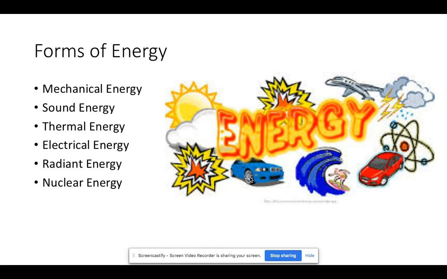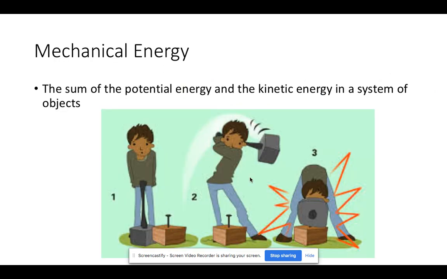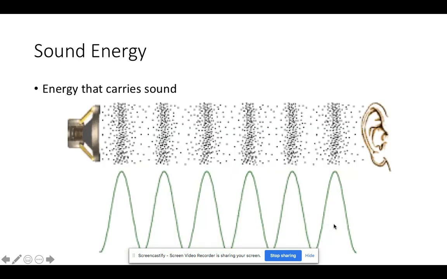So there are other forms of energy, including mechanical, sound, thermal, electrical, radiant, and nuclear. Mechanical energy is the sum of the potential energy and the kinetic energy of a system of objects. So if you look at this gentleman, he lifts the thing and hammers the nail. That is mechanical energy. He is forcing the hammer on the nail.